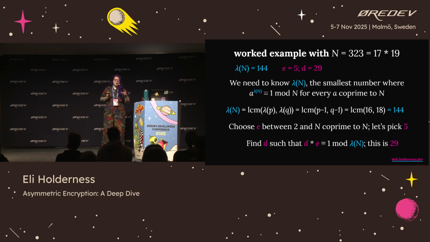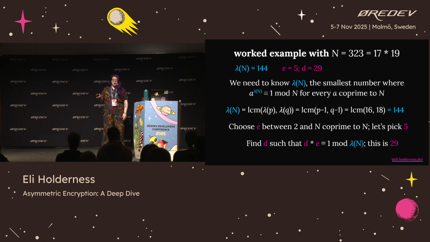We have to find a number such that when you multiply it by E, which in our case is 5, you get something that is 1 more than your secret special number, 144. And in our case, this will be 29. 5 times 29 is 145. That's 1 more than 144.